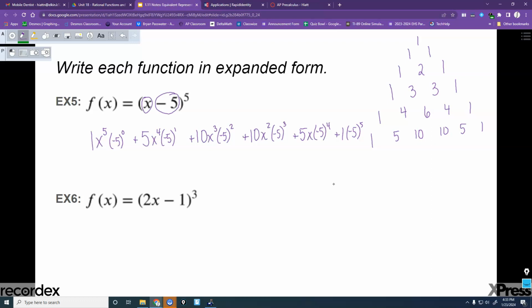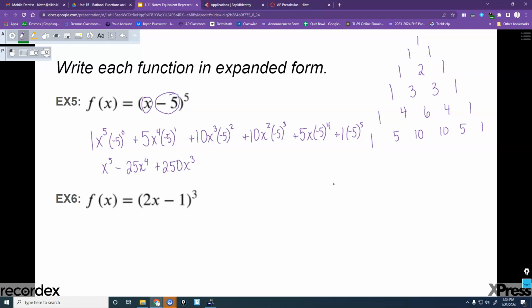So negative 5 to the 0 is just 1. This is going to be x to the 5th. Negative 5 times 5 is going to give me a negative 25 x to the 4th. Here I have to do negative 5 squared. You've got to do your exponents first, so that would be 25. 25 times 10 is going to give me 250 x to the 3rd.